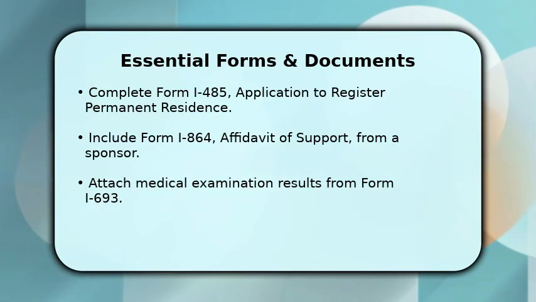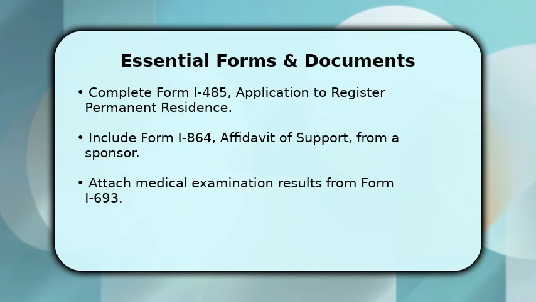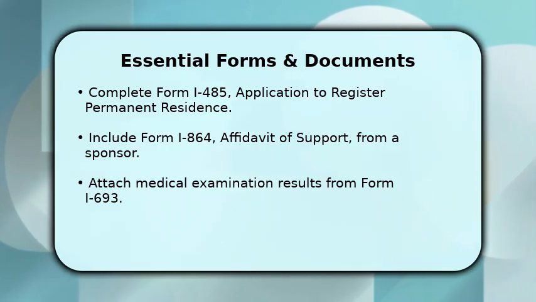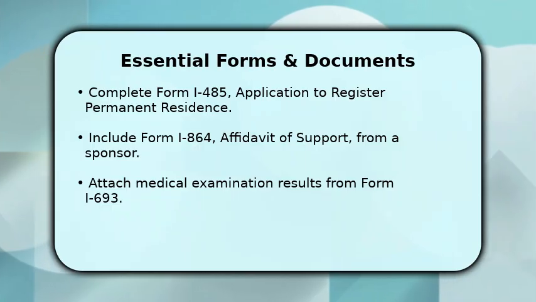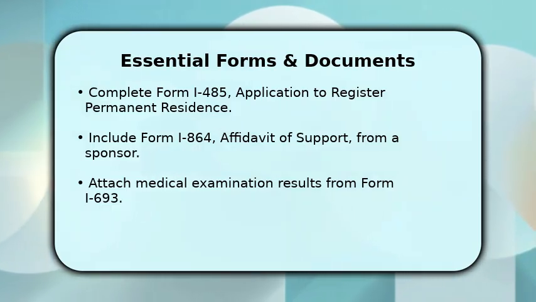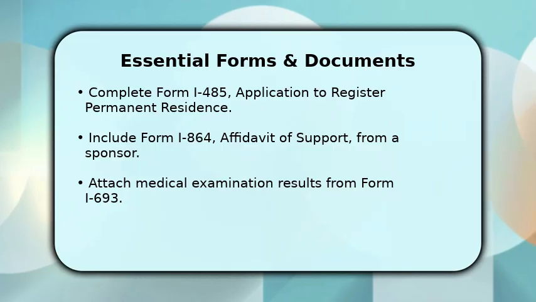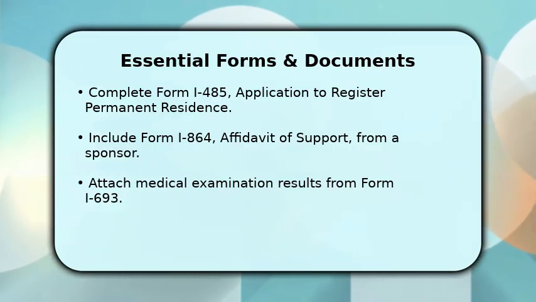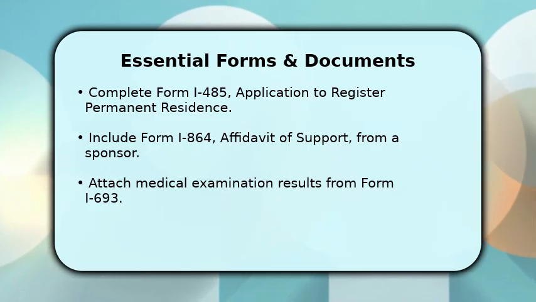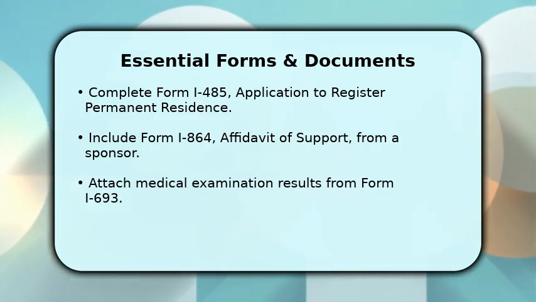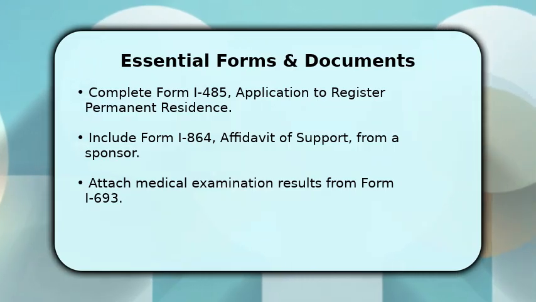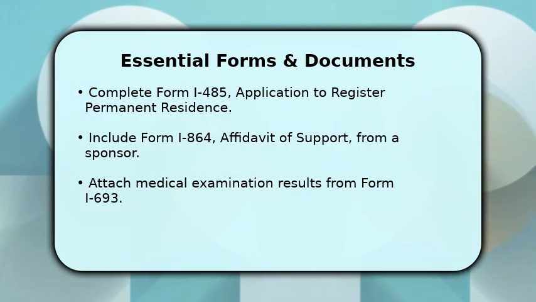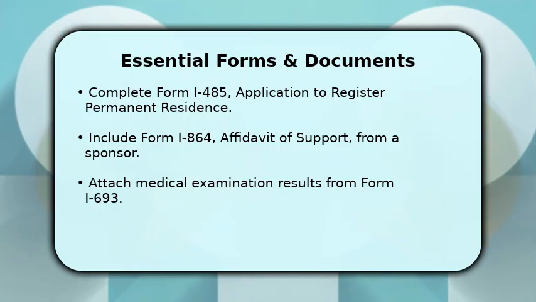Moving on, let's discuss the essential forms. The primary form is I-485, your application for permanent residence. You'll also need Form I-864, the affidavit of support from a qualifying sponsor, demonstrating financial capability. A medical examination, documented on Form I-693, is mandatory. Remember to include copies of your passport, visa, and any previous immigration documents. Accuracy across all these forms is paramount for a smooth process.